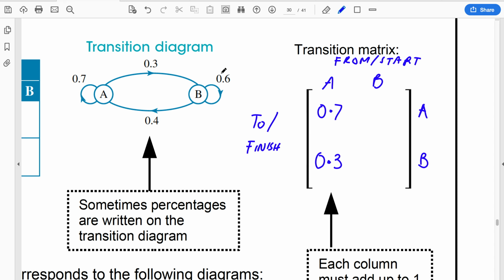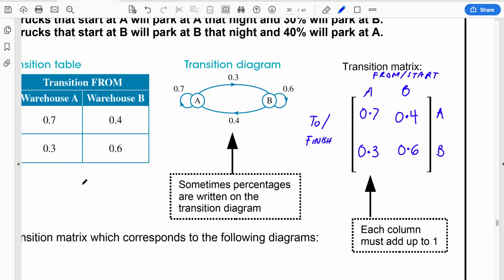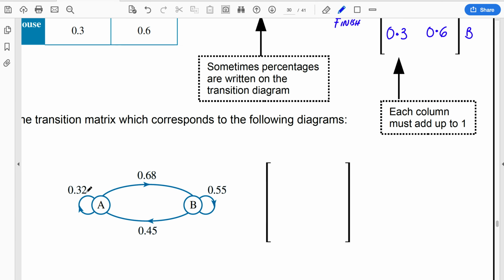If we have a look here, we've got 60% that start at B, end at B. So that's over here, down in the bottom right corner, 0.6, which means that this value up here has to be 0.4. But we can see from the diagram anyway that it's 0.4. That there is our first transition matrix. We've got a few examples underneath, of course, that we can use to just do a little practice.